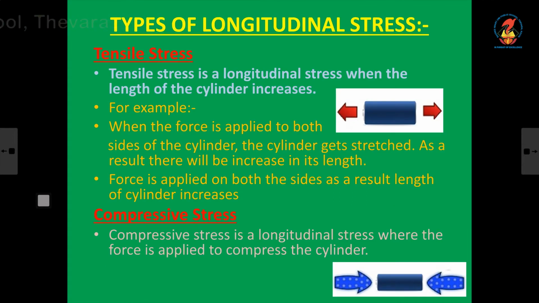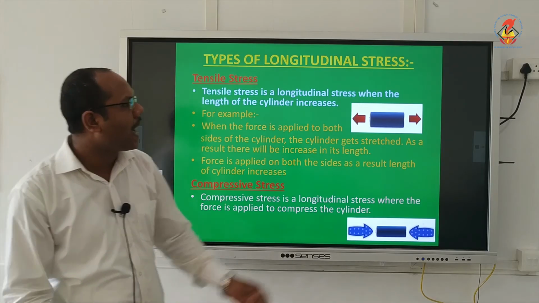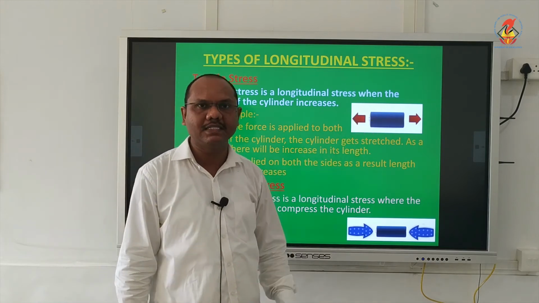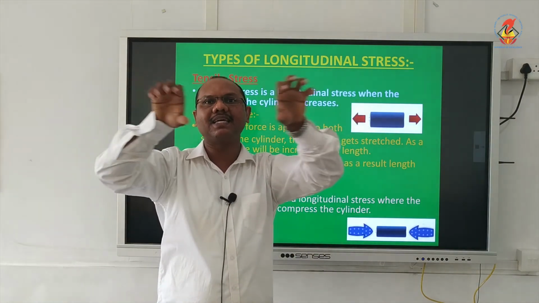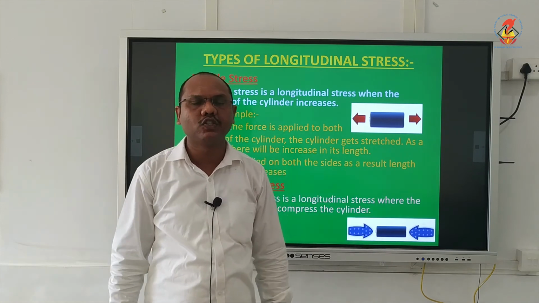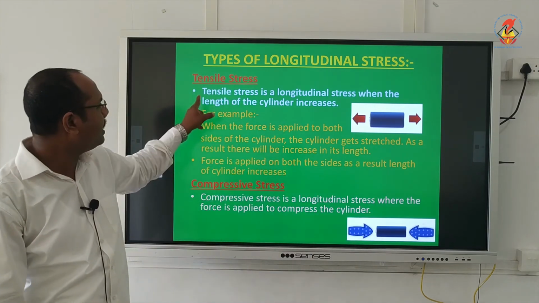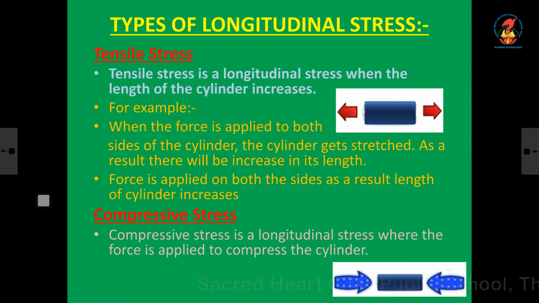Now, longitudinal stress can be classified into two: tensile stress and compressive stress. Tensile stress means I am pulling the wire from both sides. When I pull the wire like this, its length will increase. So if the length is increasing, then that stress is called tensile stress.